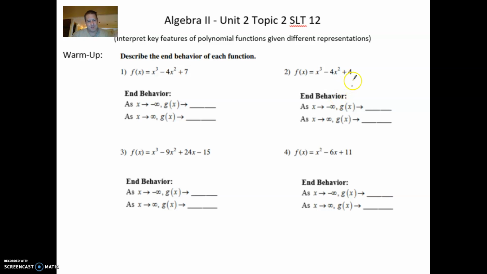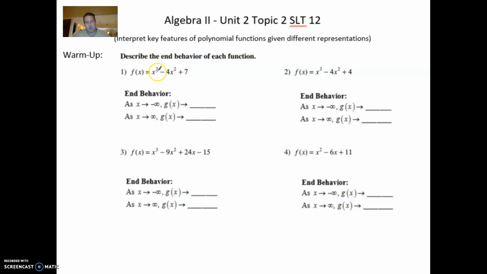All right, so Mr. P helps with Algebra 2, Unit 2, Topic 2, SLT number 12. And we're going to be talking about polynomials and even and odd degree functions. We're talking about key features of polynomial functions and specifically talking about how even and odd functions are different. This one kind of goes with what we're doing in this lesson. As a matter of fact, it's kind of a review lesson of the last video, if you watched it.